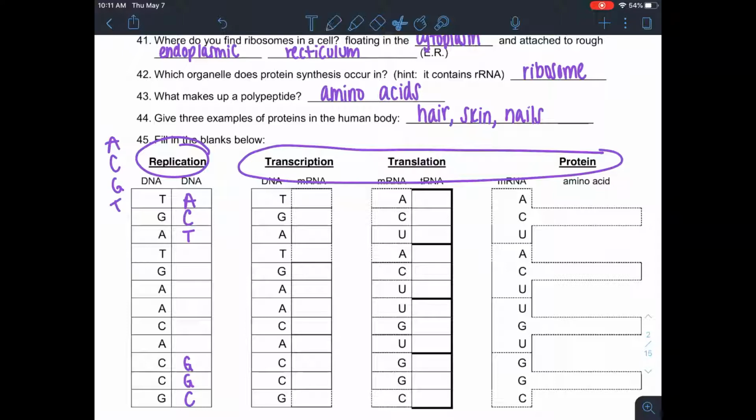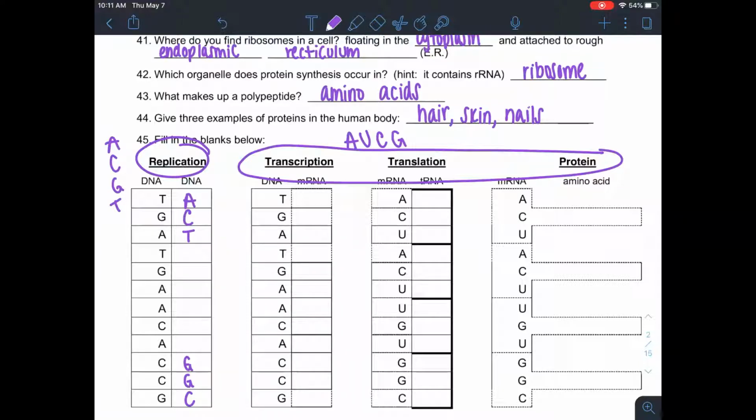But when we're doing transcription and translation, we now start dealing with RNA, right? And with RNA, we no longer have T. We have to use U. So our 4 nucleotide bases, or nitrogen-containing bases, are A, U, C, and G, right? So instead of putting a T, I'm going to put a U, right?